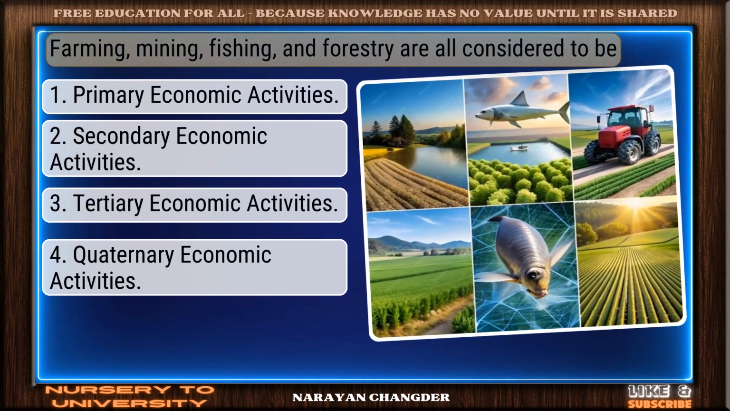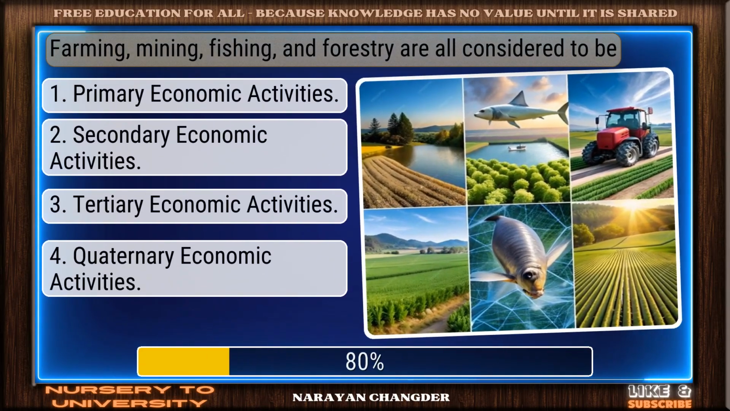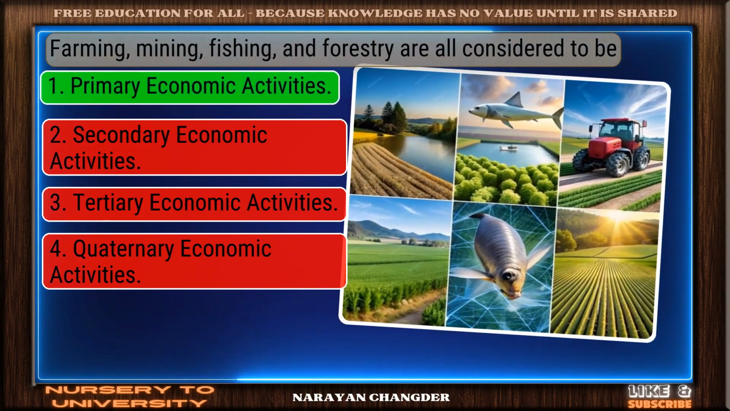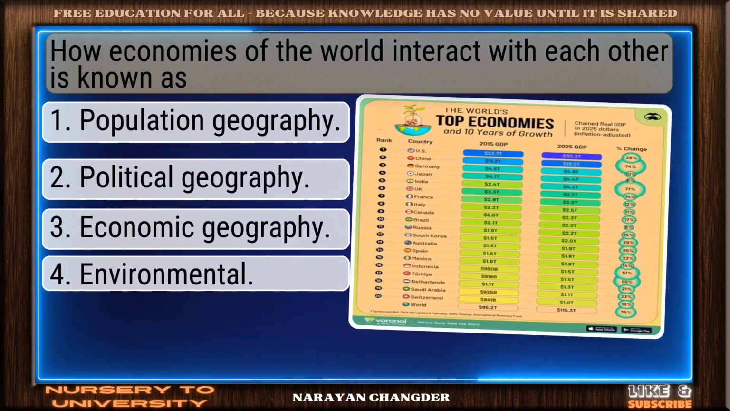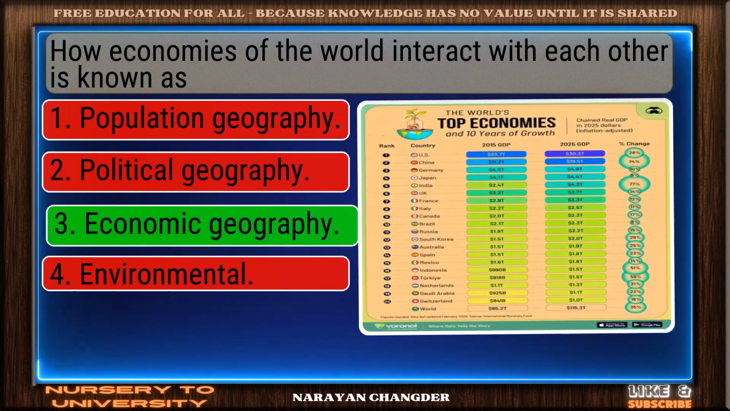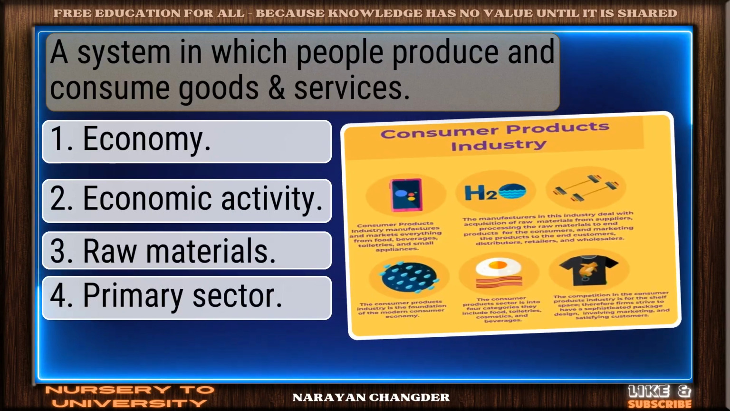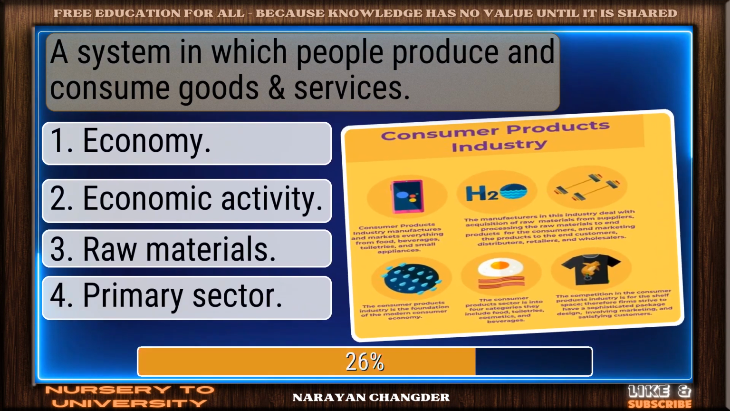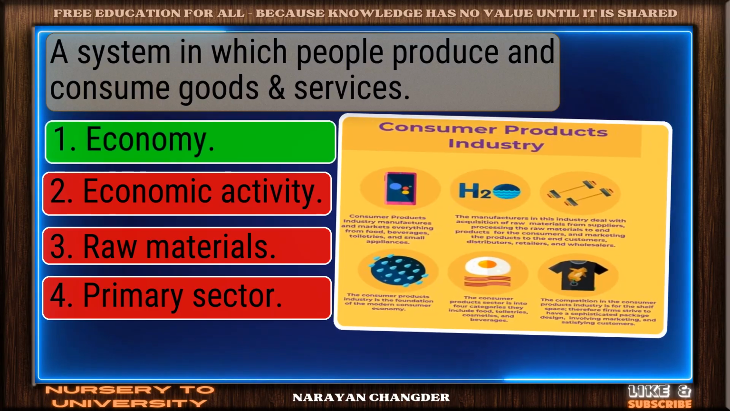Farming, mining, fishing, and forestry are all considered to be. Valid point. Primary economic activities is true. How economies of the world interact with each other is known as. Well reasoned. Economic geography is the correct choice. A system in which people produce and consume goods and services. Sharp thinking. Economy is the right choice.